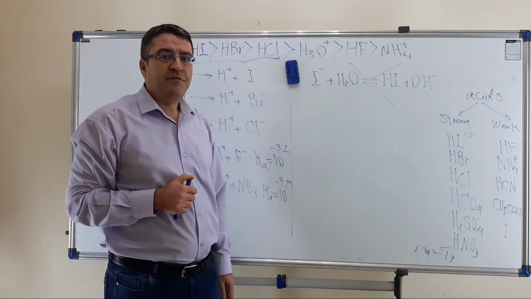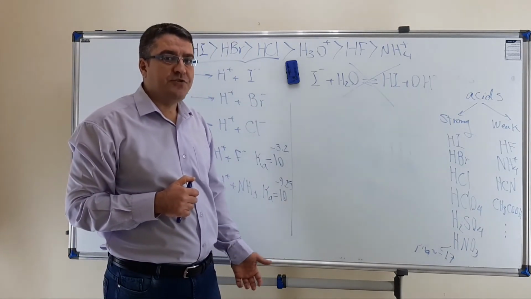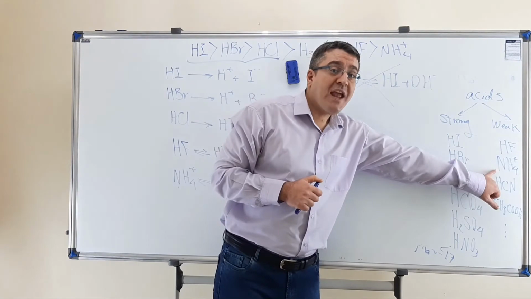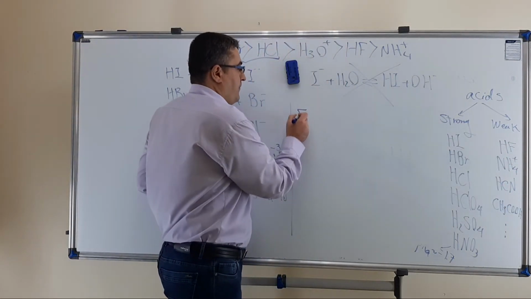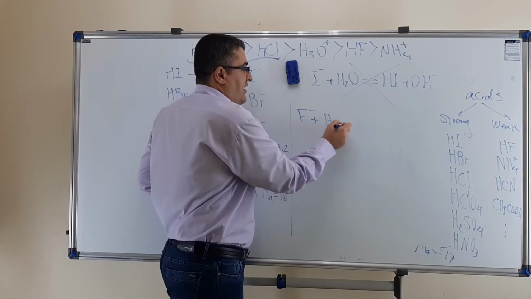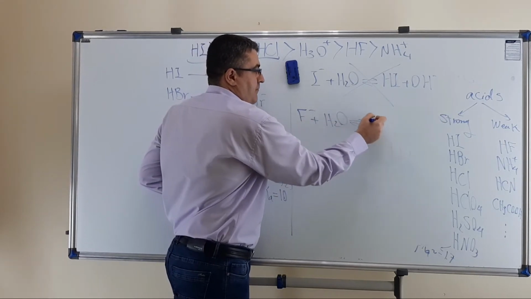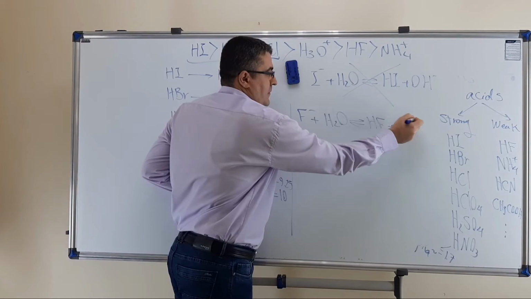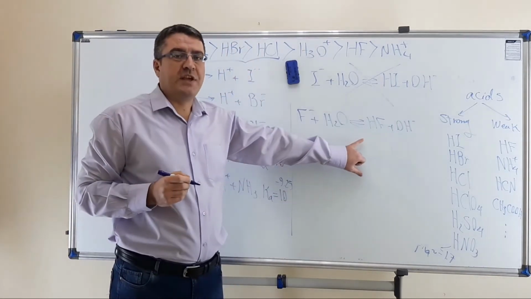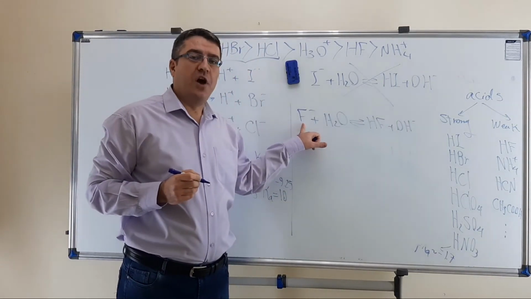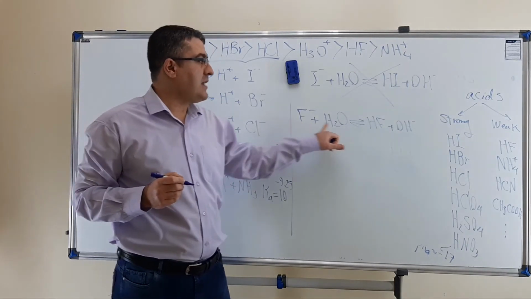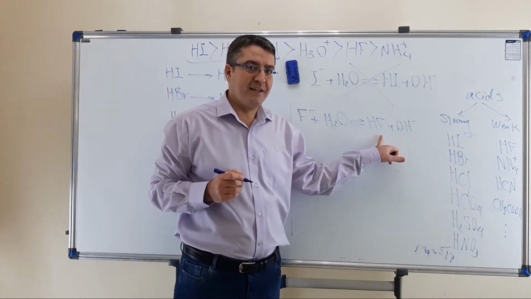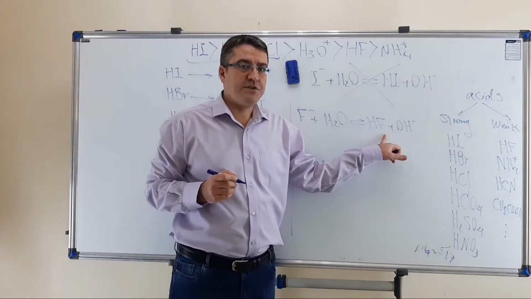On the other hand, we can consider base dissociation reaction for the conjugate base of weak acids. For example, we can consider this reaction. This is the base dissociation reaction of the fluoride anion in aqueous solutions. The fluoride anion is the conjugate base of the hydrofluoric acid, a weak acid in aqueous solutions.